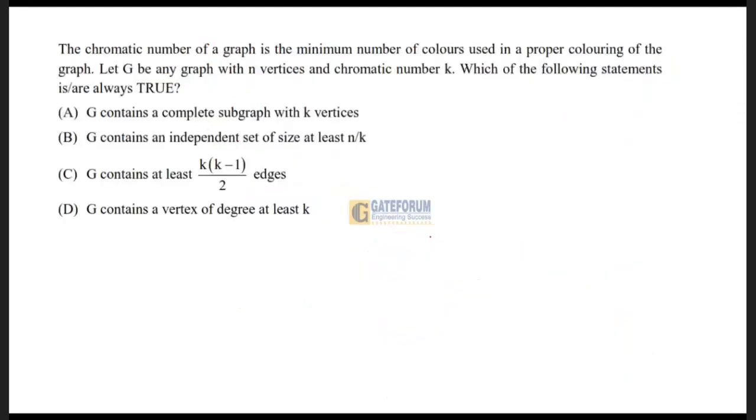The following question was asked from graph theory, and inside that the topic is chromatic number of a graph, and it was asked for 2 marks. The question is as follows: the chromatic number of a graph is the minimum number of colors which we use for a proper coloring of the graph, right? It is the basic definition of chromatic number. Let G be any graph with n vertices and chromatic number k. Which of the following statements is/are always true?